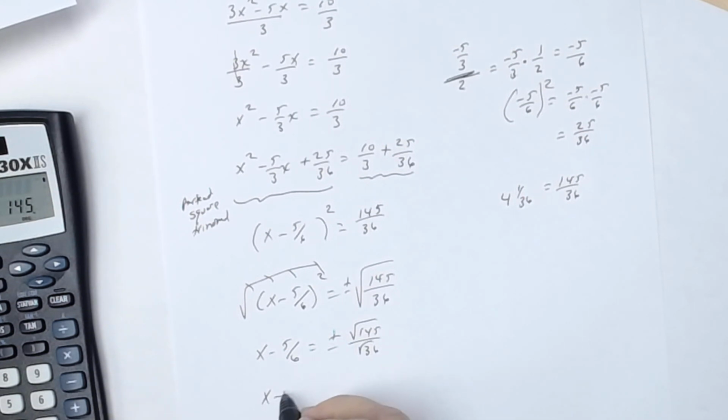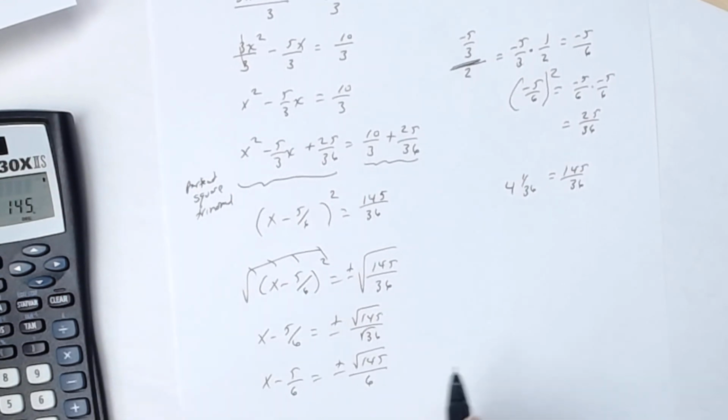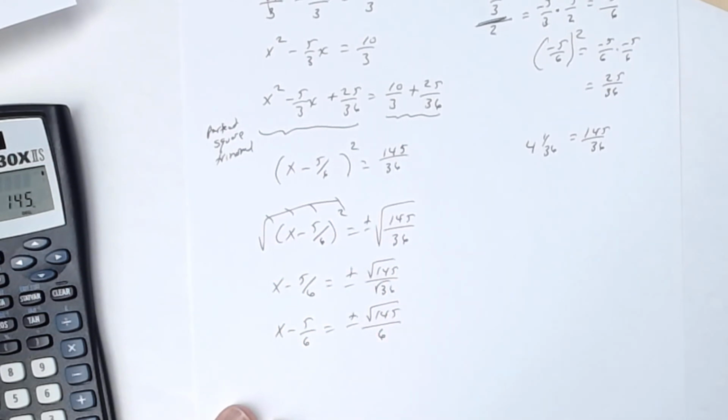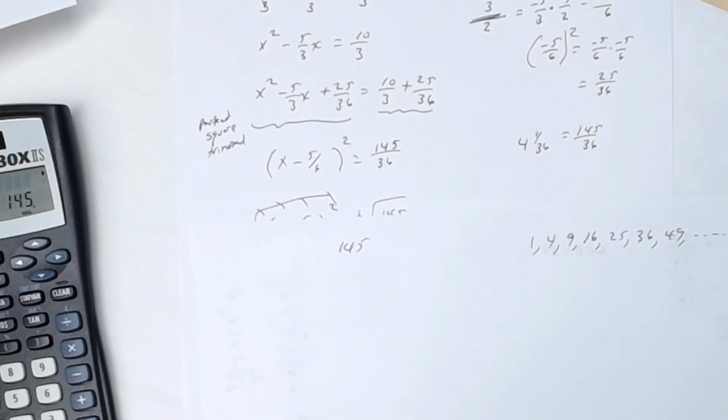So let me go ahead and rewrite this. So x minus 5/6 equals plus or minus the square root of 145 divided by 6. Now remember, you want to simplify the square root of 145 if you can. So let's think about that. Square root of 145. All right, now, so remember your perfect squares are 1, 4, 9, 16, 25, 36, 49, and so on, right?